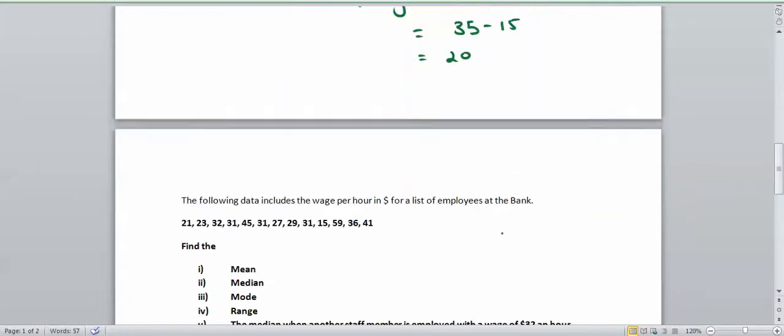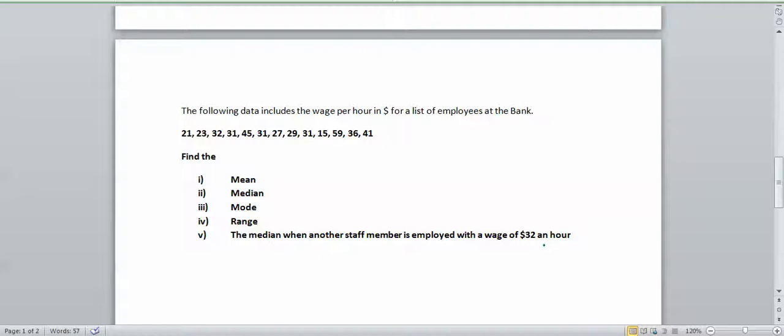So let's do an example of putting this all together. I've just made up a question here. We've got employees at the bank, and this data here is how much each employee earns an hour. There's a few things we'll need to do. Let's first of all count how many data values we have. We've got 1, 2, 3, 4, 5, 6, 7, 8, 9, 10, 11, 12, and 13. So we've got 13 data values. The first thing we need to know is that it's an odd number of values.